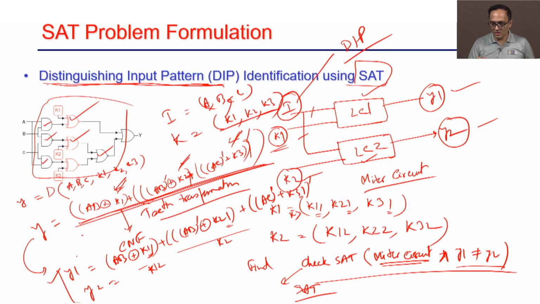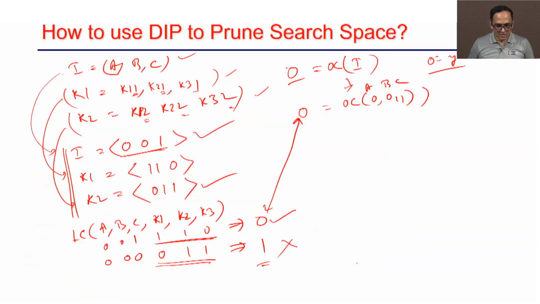So, this is exactly what I am going to do. I call this check SAT. SAT will return me the values of I, K1 and K2. I will take this I and give it to the oracle. I know what the actual output is, let us say that is 0, and if I put this value to the locked circuit, in one case I will get 0, in the other case I will get 1, right. The case where I get 0 is probably the correct key, and the other one I can remove, right. But interestingly, I will not stop here.